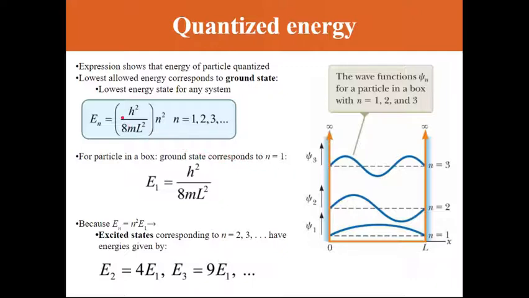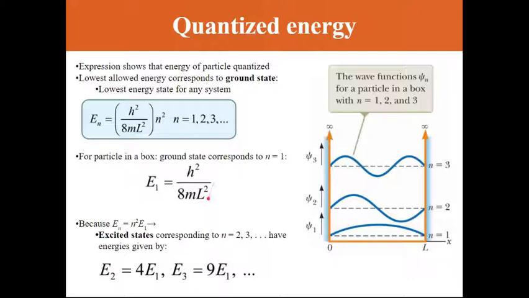And the lowest possible value would be for n equal to 1. So that's a wave right here where its wavelength is actually twice the length of the box. The lowest possible energy is called the ground state. That's when you have n equal to 1. So the lowest possible energy a particle in a box can have is shown here. It depends on the length of the box and its mass. h is just Planck's constant.